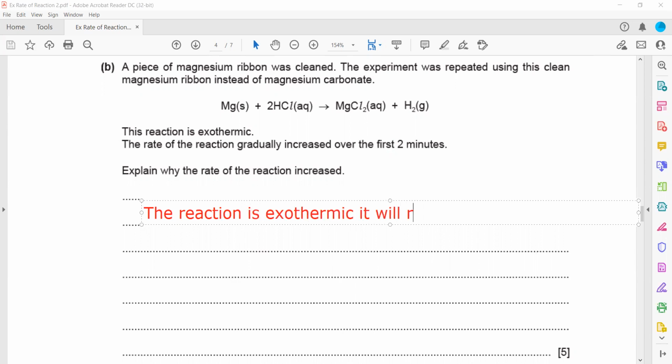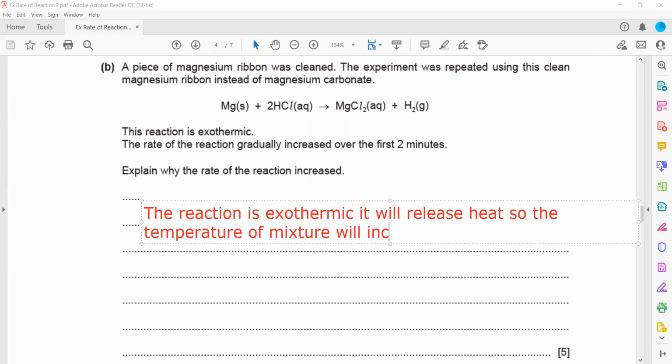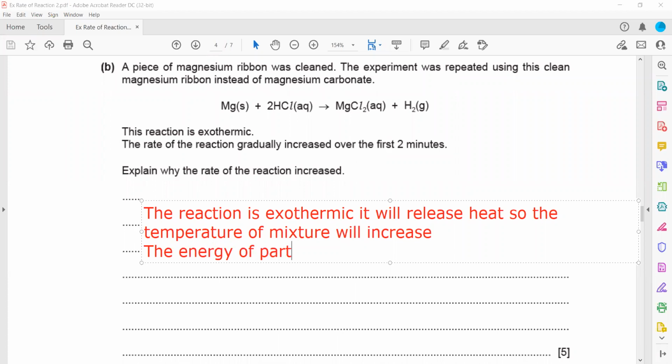It will release heat energy. So the temperature of the mixture will increase. As the temperature of the mixture increases, there will be more collisions between the particles. The energy of the particles will increase, and the number of collisions will also increase.